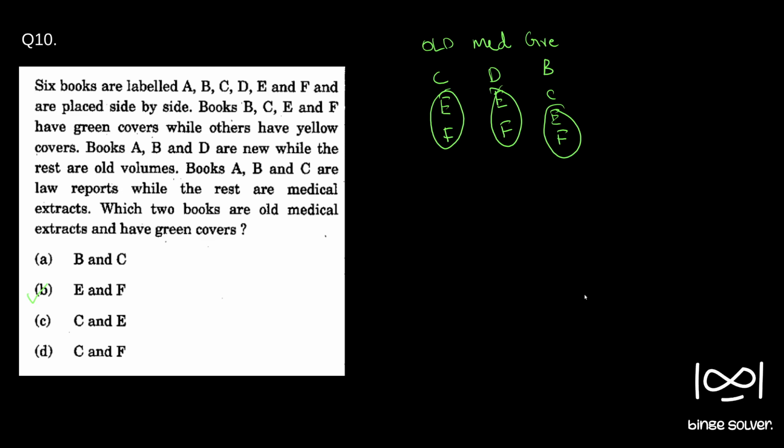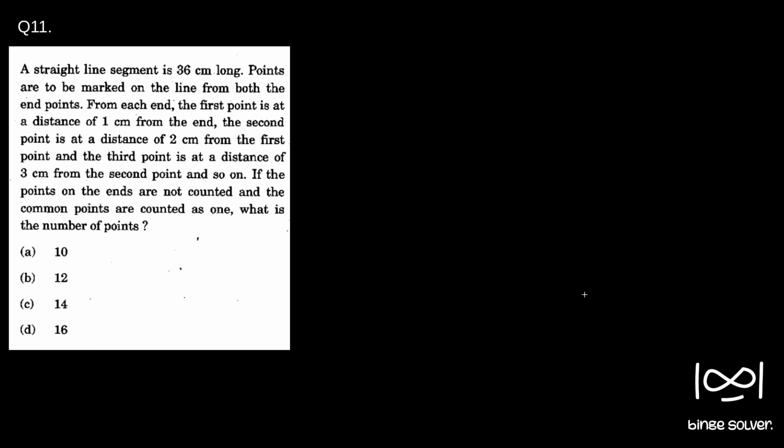Moving on to the next question, question 11. A straight line segment is 36 centimeter long. Points are to be marked on the line from both the endpoints. From each end, the first point is at a distance of 1 centimeter from the end, the second point is at a distance of 2 centimeter from the first point, and the third point is at a distance of 3 centimeter from the second point, and so on. If the points on the ends are not counted and the common points are counted as 1, what is the number of points?